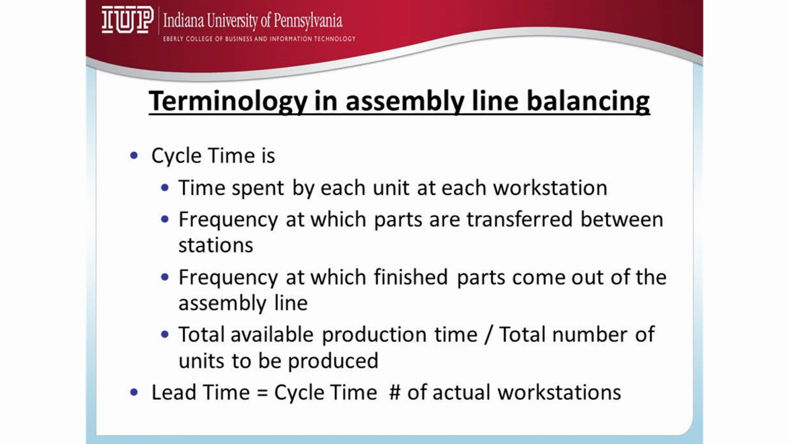So a cycle time is the frequency at which every 15 minutes you have a new product coming into workstation 1, the old product going from 1 to 2, another one going from 2 to 3, 3 to 4, 4 to 5, another leaving the assembly line. And that comes to the third bullet. Cycle time is the frequency at which finished parts come out of the assembly line.